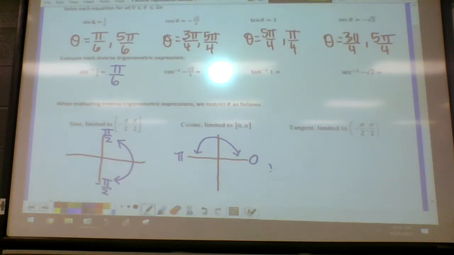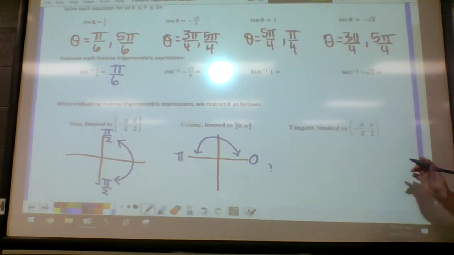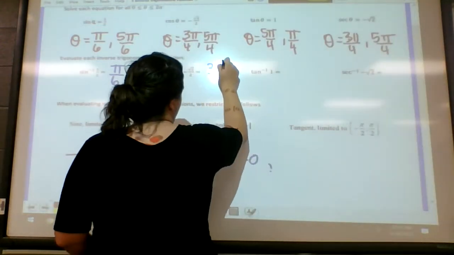So if we say cosine inverse of negative square root of 2 over 2, you're only looking in Q1 and Q2, and since it's a negative, it's the one in Q2, and we would say that that is just 3 pi over 4. Just one answer there, 3 pi over 4.